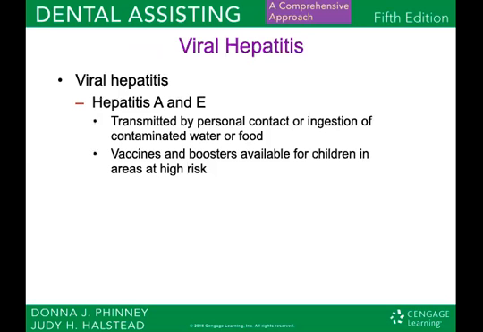Viral hepatitis includes hepatitis A and hepatitis E. So we went over what bloodborne hepatitis is, which is also known as serum hepatitis or hepatitis B. In this case, hepatitis A and E are transmitted by personal contact or ingestion of contaminated food or water. Vaccine and boosters are available for children in areas that are of high risk.